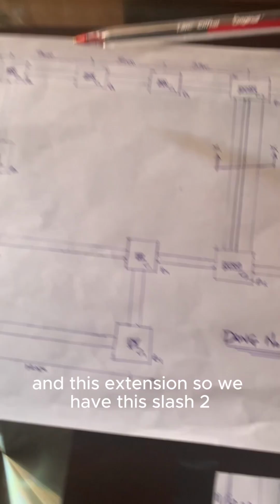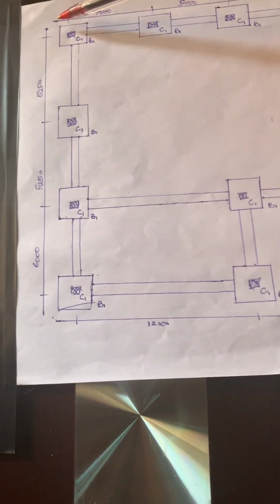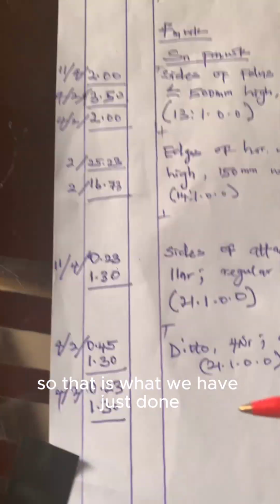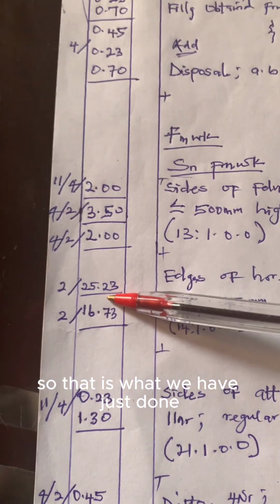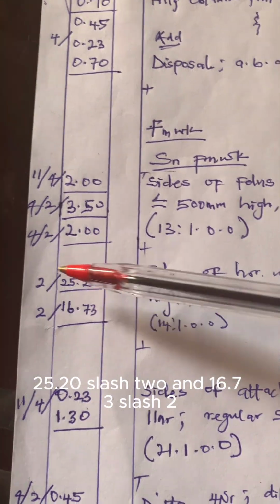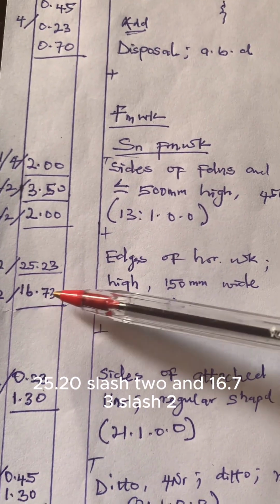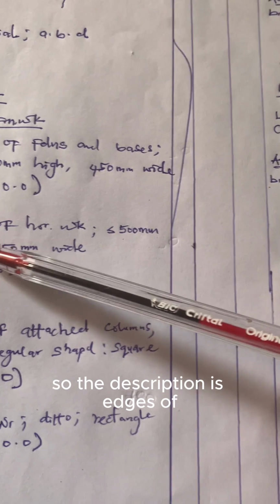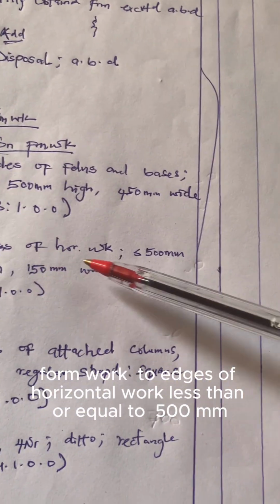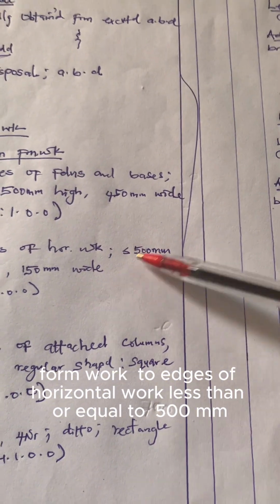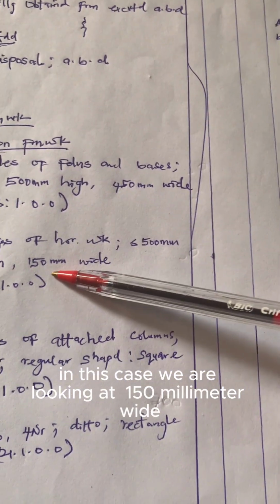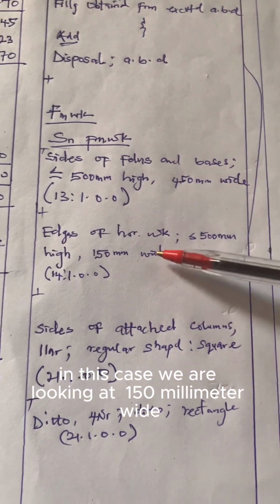So we have this slash 2 and this multiplied by 2, that's slash 2. So that is what we have just done, 25.20 slash 2 and 16.73 slash 2. So the description is edges of formwork to edges of horizontal work less or equal to 500 mm high, or in this case we are looking at 150 millimeter wide.